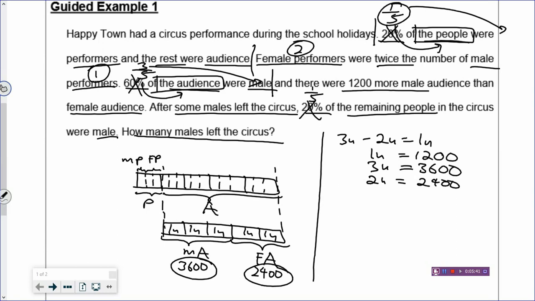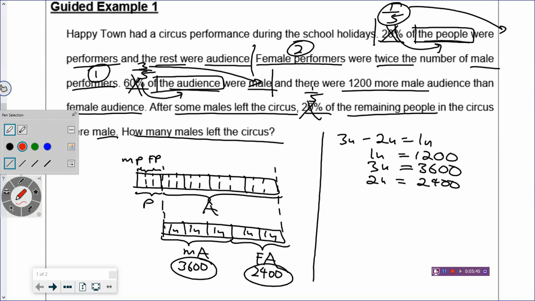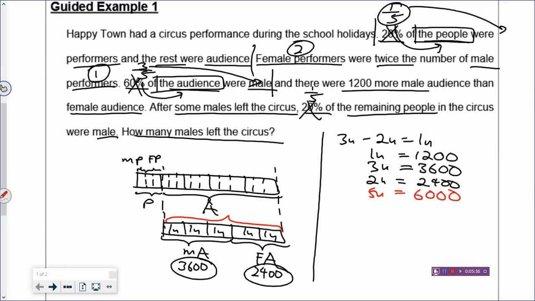You can find how many performers there are. And how do you find how many performers? Now, you look at the audience. So how many people in the audience are there altogether? Which is 5 units. So 1200 times 5, and you have 6000 people in the audience. So the model will guide you what to do. And then you can work backwards, right?